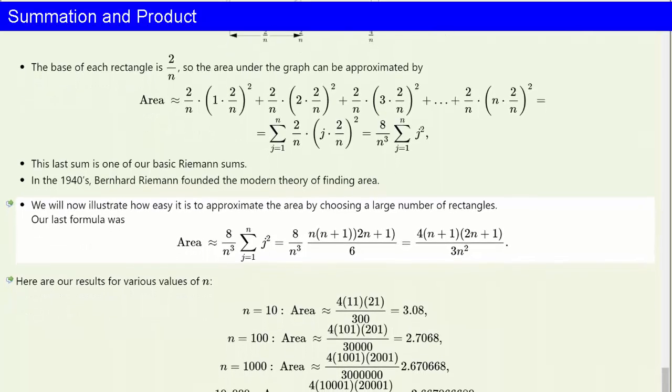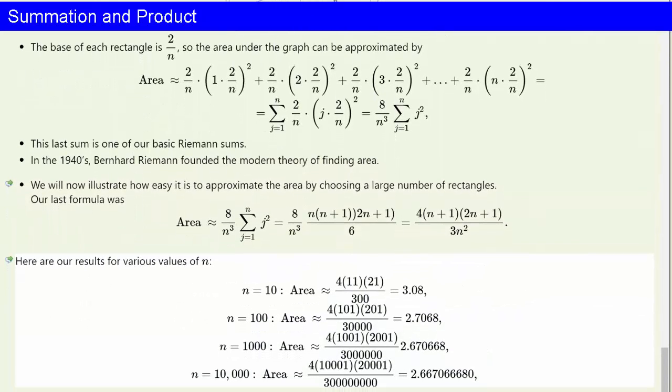Here are the results for various values of n. If you choose n equal to 10, I get that the area is approximately 3.08. Well, that's probably pretty crude. Let's try n equal 100. We plug it in, we get the area is approximately 2.7068. Now we try n equals 1,000. That's a lot of rectangles. But it's easy to write down the formula. The area is approximately 2.670668.